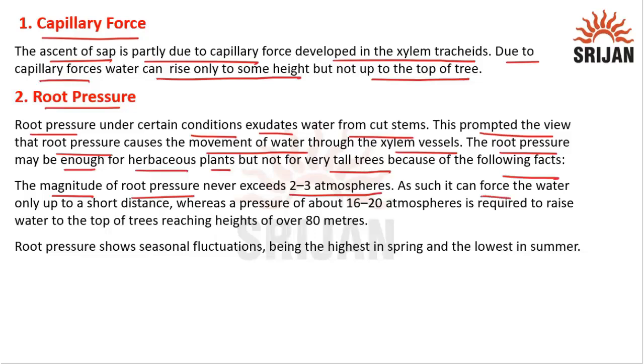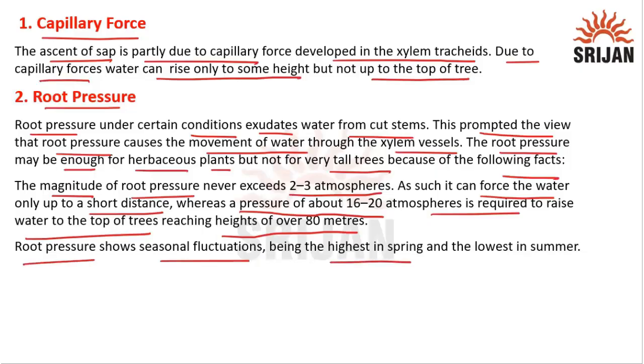As such, it can force the water only up to a short distance, whereas a pressure of about 16 to 20 atmospheres is required to raise water to the top of trees, reaching heights of over 80 meters. That means the root pressure is not sufficient to attain the height. Root pressure shows seasonal fluctuations, being the highest in spring and the lowest in summer.